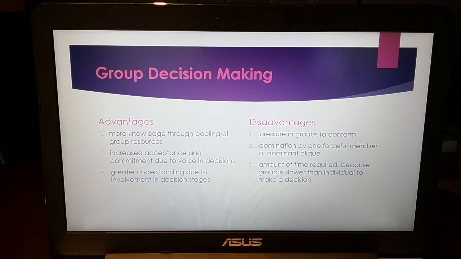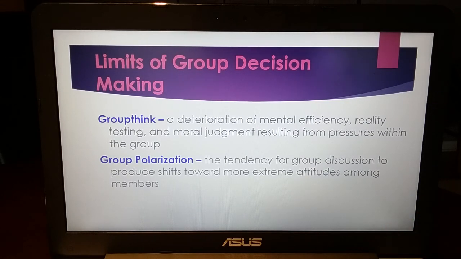Okay, disadvantages: sometimes there's pressure to conform, particularly when you have people from different strata and levels of responsibility in the organization. Sometimes one person or one clique of people can dominate the whole conversation. And also it can be very time consuming, which could drive some people bananas because it just takes too darn long. All right, limits of group decision making.